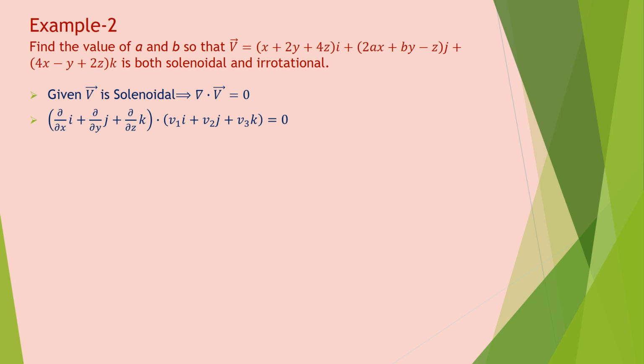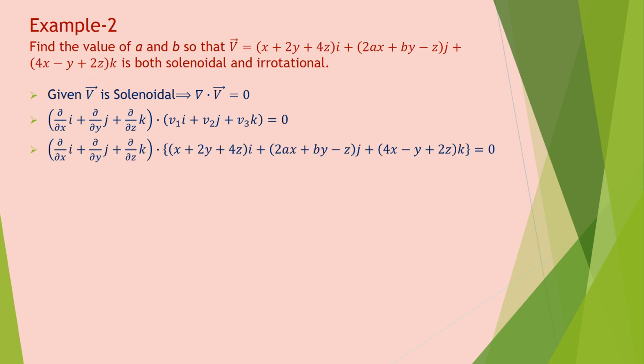Del means ∂/∂x i plus ∂/∂y j plus ∂/∂z k, dot product with v1 i plus v2 j plus v3 k. So what is v1, v2, v3 here? Given in the vector, v1 is x plus 2y plus 4z, v2 is 2ax plus by minus z, v3 is 4x minus y plus 2z. So let me substitute. This is equal to 0, given because it is solenoidal.